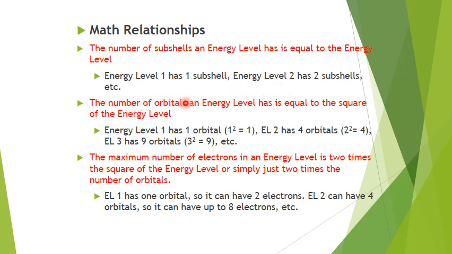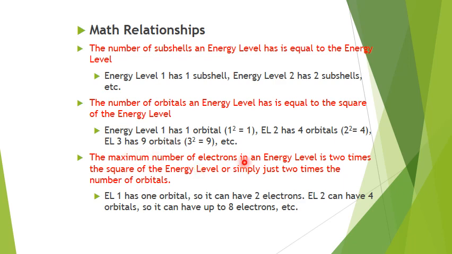Okay, now the number of orbitals that an energy level has is equal to the square of the energy level. So energy level 1, how many orbitals does it have? Just square it: 1. Energy level 2 has 4 orbitals: 1 S and 3 P's. Energy level 3 has 3 squared, that's 1 S, 3 P's, and 5 D's. Okay?